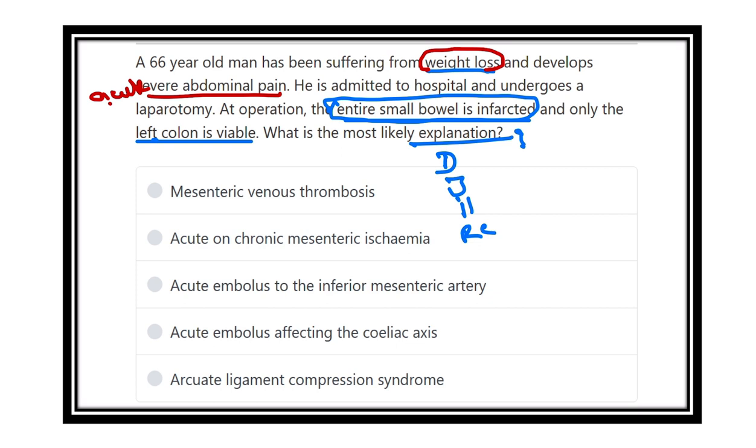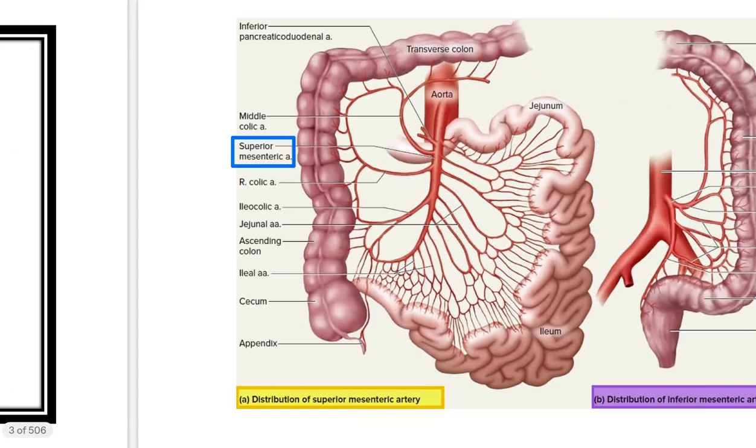So what may be the options? The options are mesenteric venous thrombosis, acute on chronic mesenteric ischemia, acute embolus to the inferior mesenteric artery, acute embolus affecting the celiac axis, and arcuate ligament compression syndrome. What may be the answer?